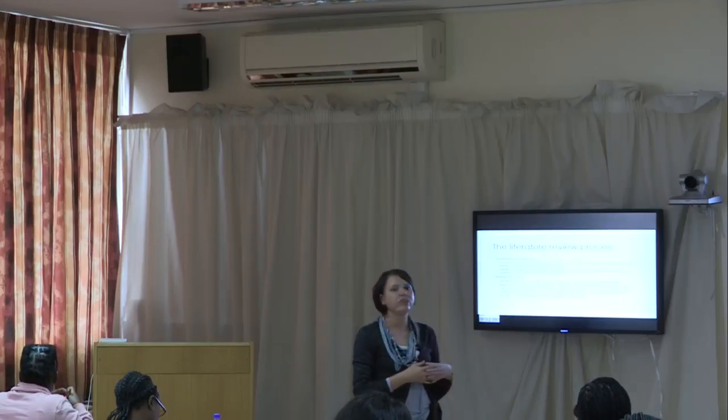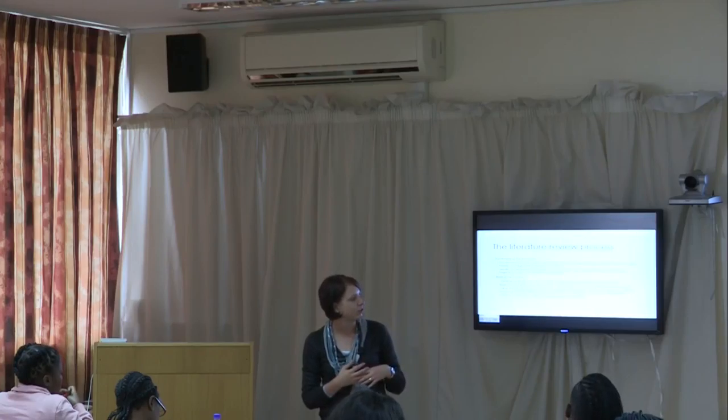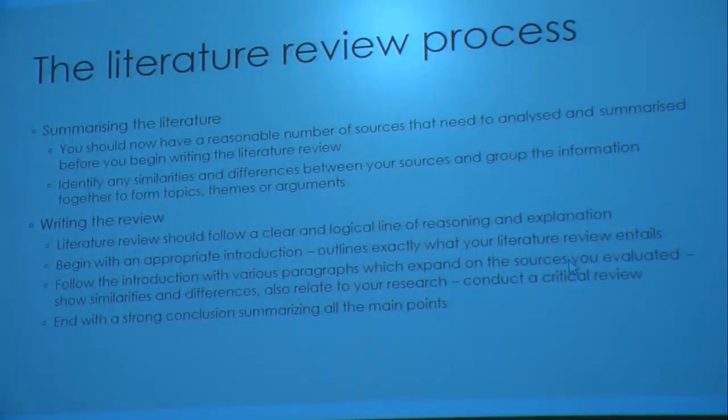So how you summarize, that is up to you. And after you know what you should include in your literature review by reading and summarizing, you will now start writing. Your literature review should follow a clear and logical line of reasoning and explanation. You have to begin with an appropriate introduction. We've talked about that, which outlines exactly what your literature review entails. That means you need to tell me the purpose of the chapter: to give a definition, to indicate this, to give a history, to make an overview of what. Those things need to be indicated.